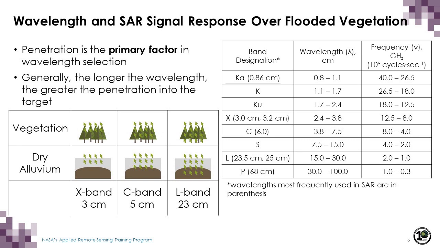The table on the right lists commonly used bands in radar and their wavelength range. SARs operating at X band are generally operating at a wavelength of around 3 centimeters, at C band at a wavelength of around 5 centimeters, and at L band at a wavelength of around 24 centimeters. As you can notice, this range is quite wide.